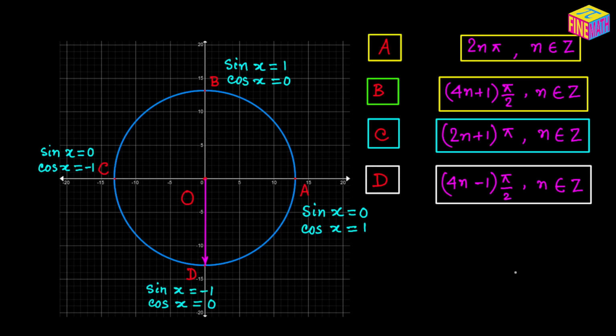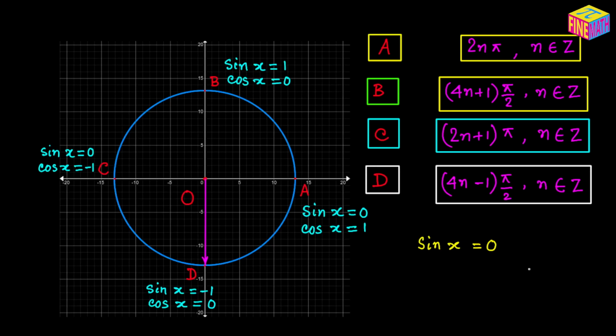Now let's try to find out what would be the general solution of sine of x equals 0, this equation sine of x equals 0. From the diagram you can see that sine of x could become 0 at two positions, position A and position C. So when the ray is at position A or at position C, the sine function of that angle would be 0.